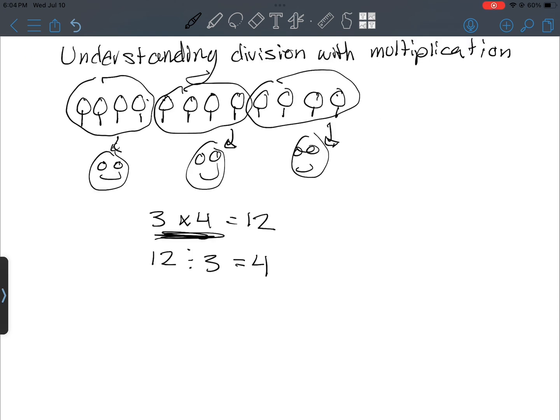Division is closely related to multiplication. If we know that 3 times 4 equals 12, you can easily find that 12 divided by 3 equals 4. It's like finding the missing piece in a puzzle.